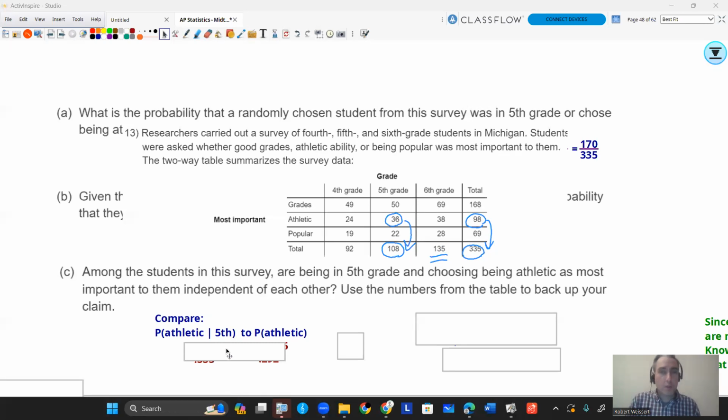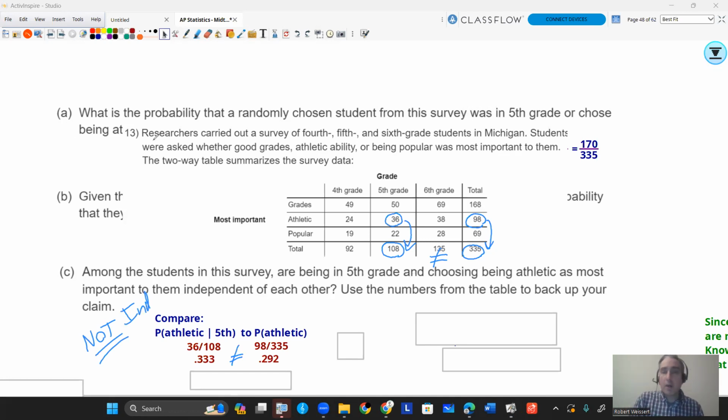We use our calculator, of course, and we do 36 out of 108 and 98 out of 335. And you want to compare the decimals because these fractions are, of course, pretty large to try to figure out which one's bigger or less or the same. So we divide them out and we get these two numbers. And notice that they're different. Knowing that somebody's in fifth grade, the probability that they're going to pick athletic increases just a little bit. So since these are not the same, that tells you that they are not independent. They are not independent. If they were independent, they'd be the exact same number because those probabilities didn't change.